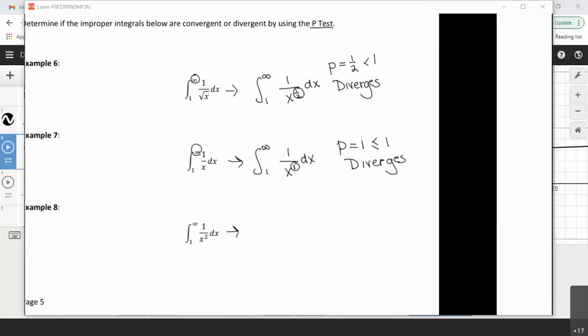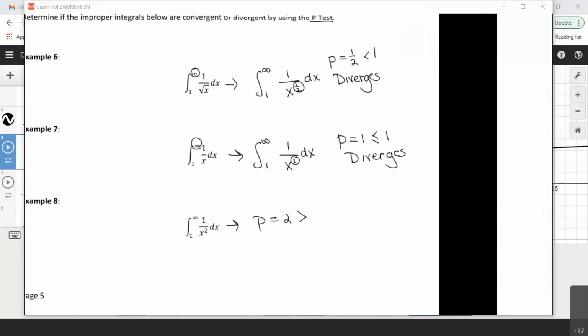And we did this one as well. Okay, here p equals 2, which is greater than 1. So this converges. All right, so this would actually be worth my trouble to do the integration, because I'll actually get a value out of this one. Okay, don't waste your time. Yeah, this one might be worth doing. Okay, see how the p-test works?